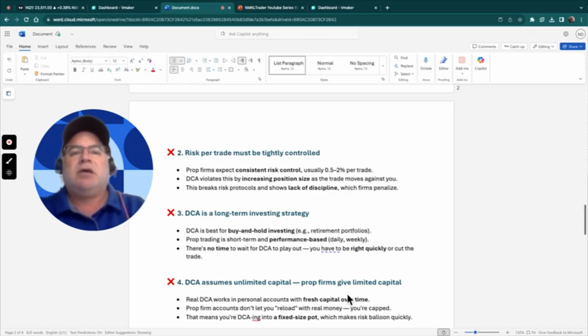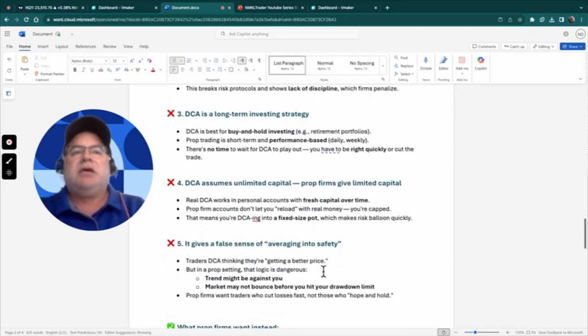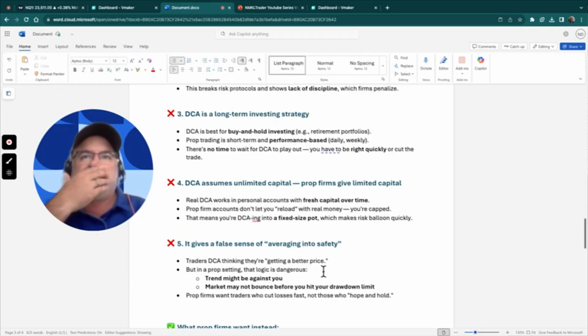DCA, dollar cost averaging, also assumes unlimited capital. Prop firms give you limited capital. Okay. The size of the account they give you is not your risk. Your risk is what that daily drawdown is. You can grow that risk by winning a lot of trades and building that account up. But don't think for 1 minute if you're trading on a $150,000 account that that $150,000 is your risk. Your capital risk is the amount of that drawdown. That is key to understand.